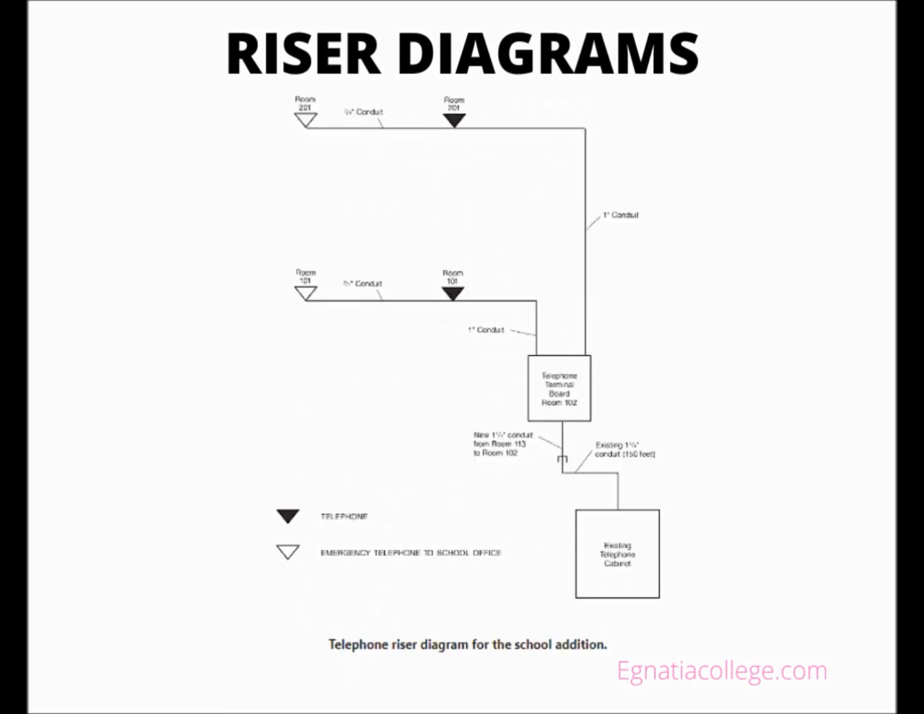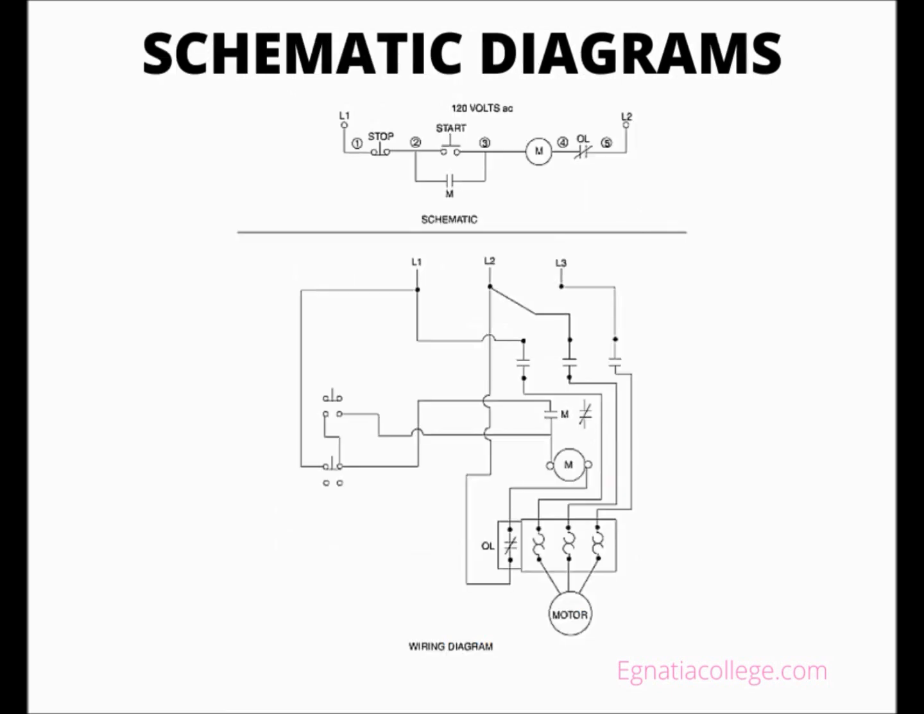The telephone riser diagram shows an existing 1/4 inch conduit, 150 feet in length, from ramp area 113 to the existing main telephone terminal cabinet. This conduit is to be extended to the telephone terminal board in room 102. First floor plan E7. Drawing E2. The telephone riser diagram shows telephone conduit to be installed in the area above the suspended ceiling from the telephone terminal board to the outlet locations, as shown on drawing E2 and outlet detail A11.